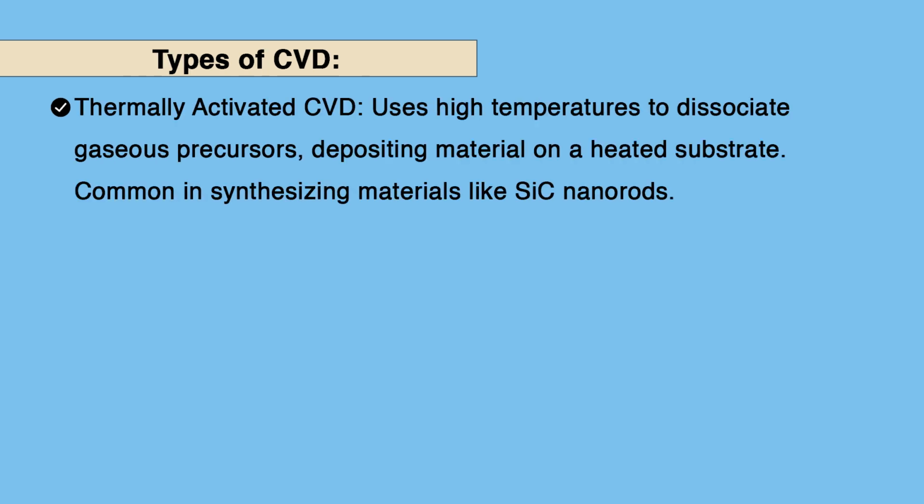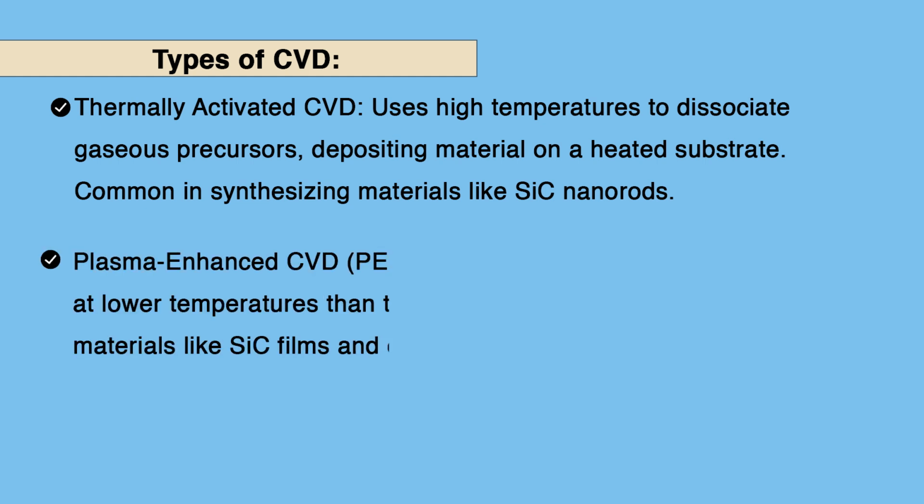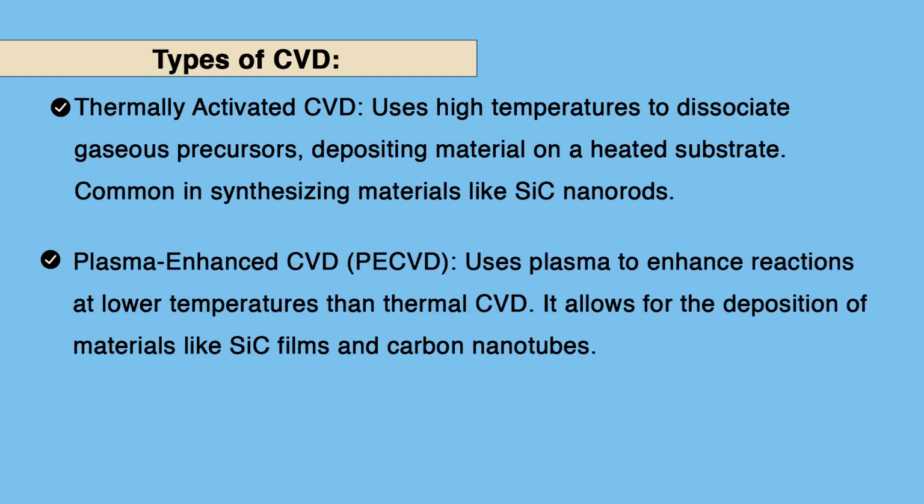The types of CVD. Thermally activated CVD uses high temperature to dissociate gaseous precursors, depositing materials on a heated substrate, common in synthesizing materials like silicon carbide nanorods. Plasma enhanced CVD uses plasma to enhance the reaction at lower temperature than thermal CVD. It allows for the deposition of materials like silicon carbide and carbon nanotubes.